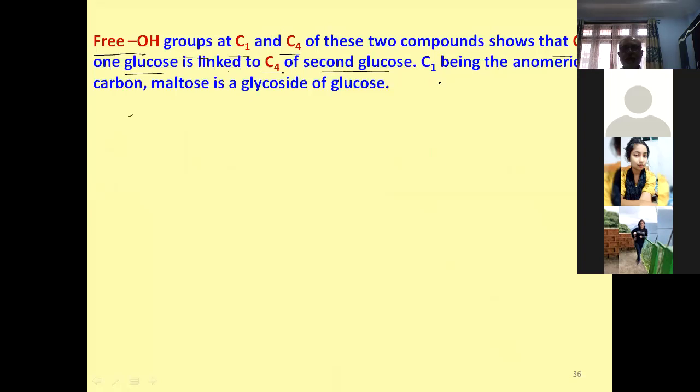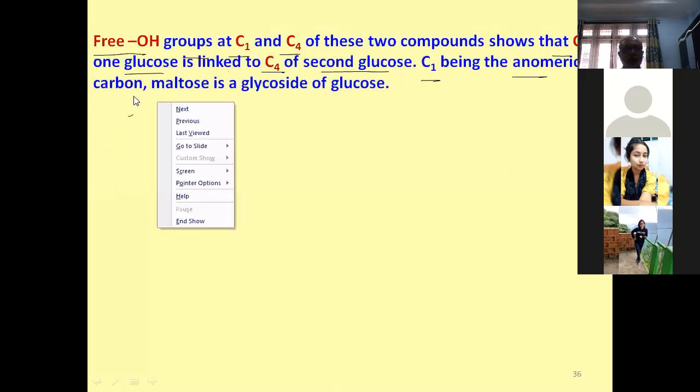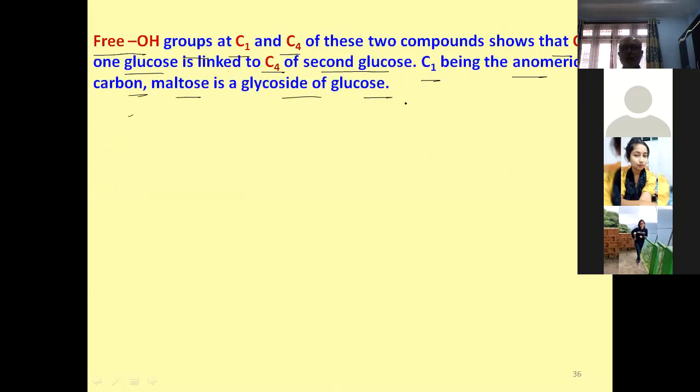Okay. Now, C1 being the anomeric carbon, maltose is a glycoside of glucose. So this is the information that we get from here. The linkage between two glucose units is between C1 of one glucose and C4 of the second glucose. Because it is an anomeric carbon, meaning it is a glycoside, we have to know which glycoside, whether it is an alpha glycoside or a beta glycoside.